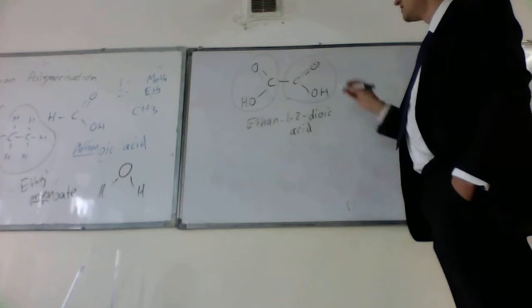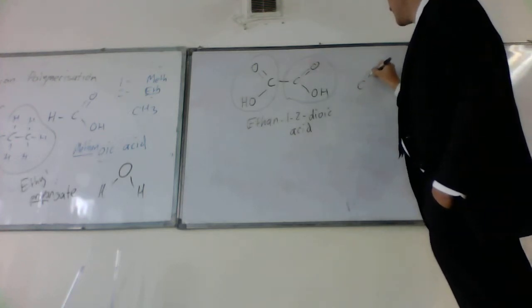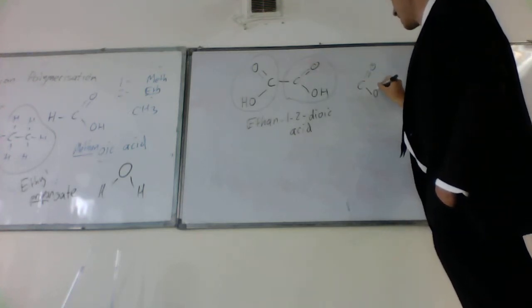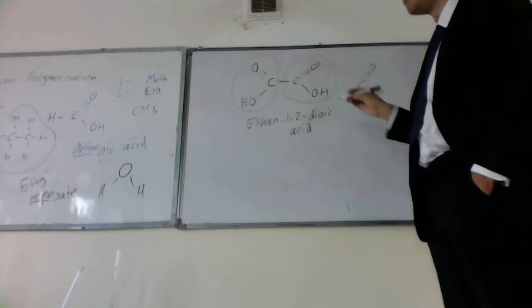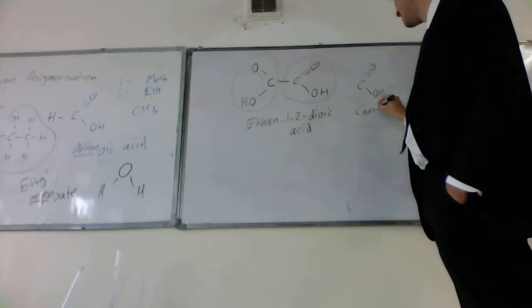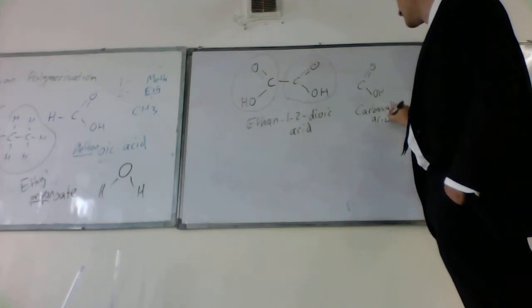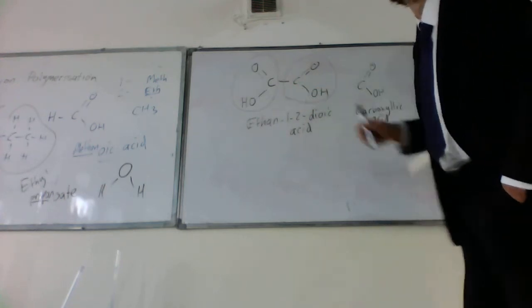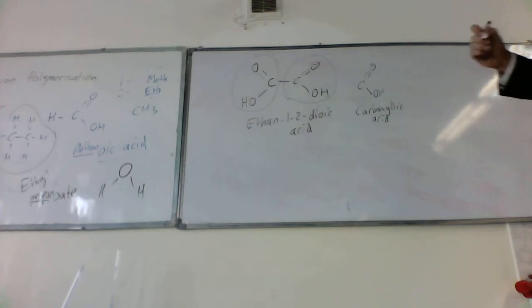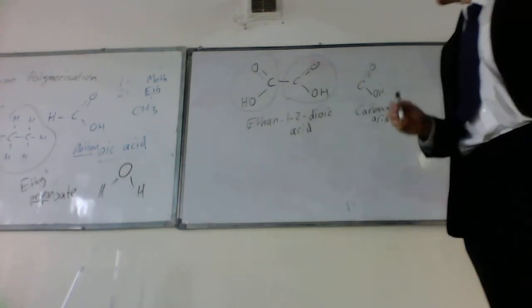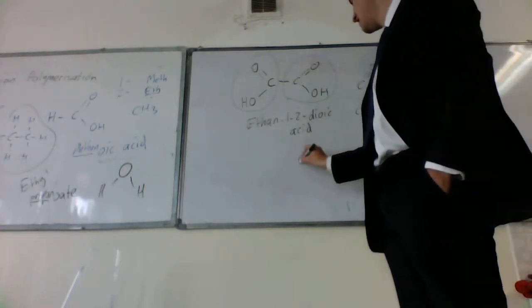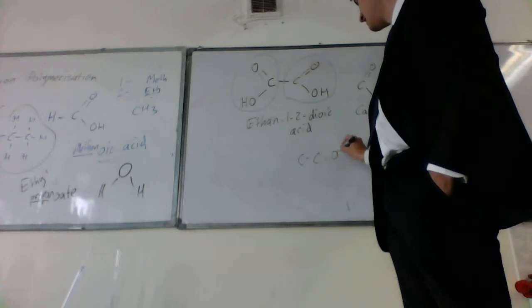carboxylic acid groups. So whenever we see the C double bond O, OH on a carbon, that means we have a carboxylic acid. So we have to write 1, 2 for this one, but you don't need to worry about naming the actual name of the molecule. Now, we're going to react our ethane 1,2-dioic acid with a compound that looks a bit like this.